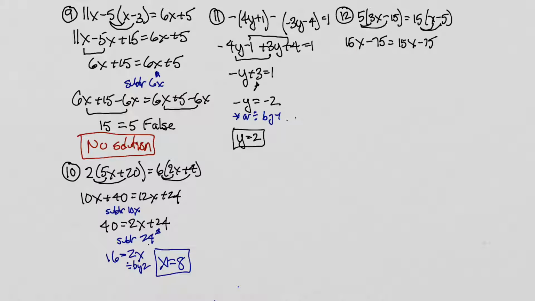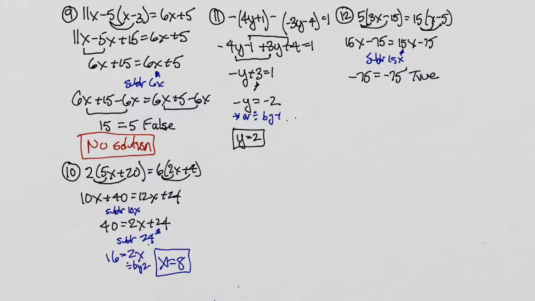Let's get all the x's on one side. So maybe I get them on the left side. Doesn't matter, I've got 15x on each side. So I'm going to subtract 15x. If I do that, I will get 15x minus 15x is 0. The x's are gone. I get negative 75 equals, and on the right side, if I subtract 15x, I get negative 75. Now, this happens to be a true statement.